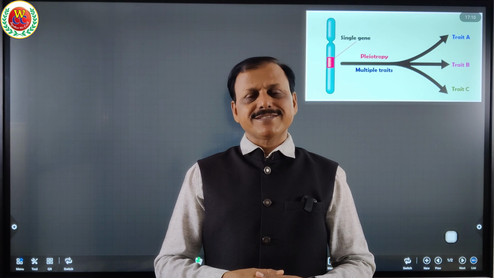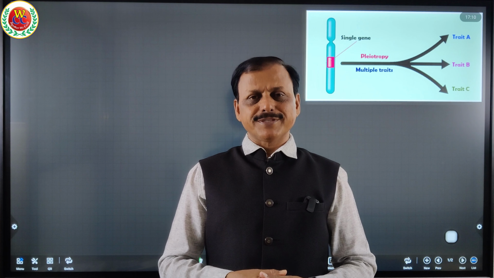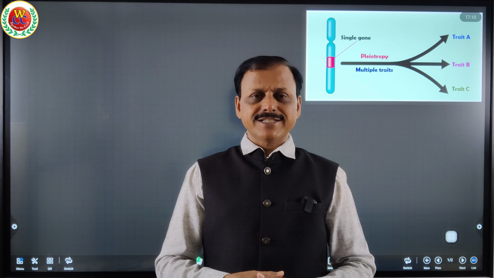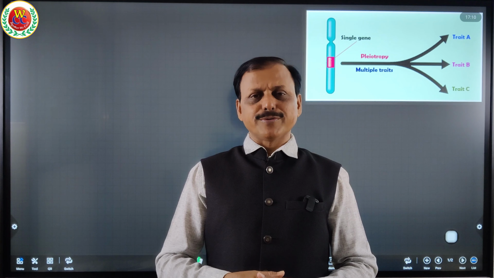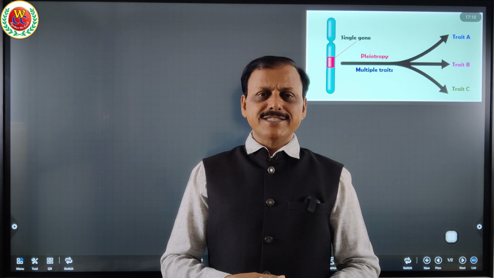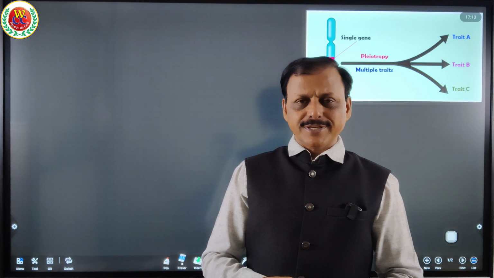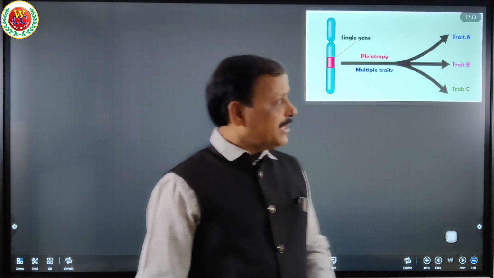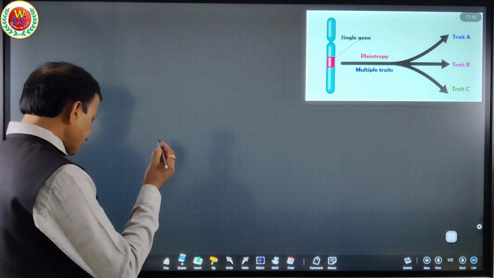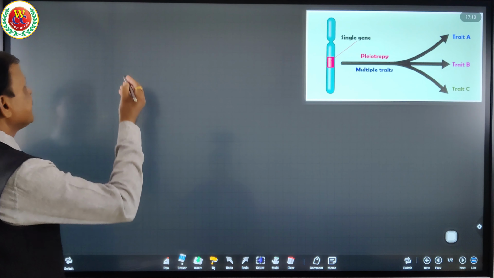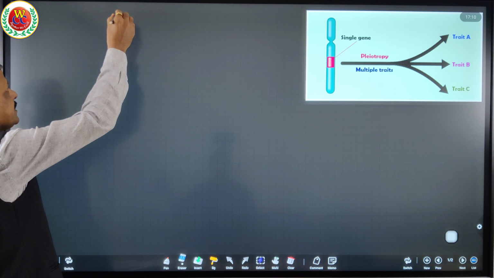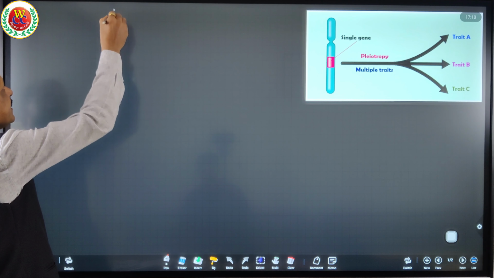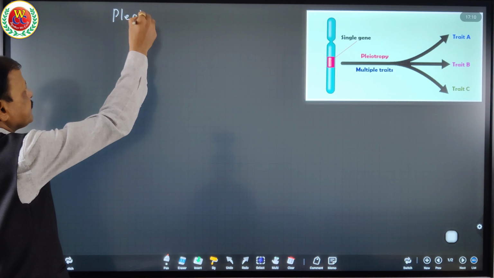As a part of the series of lectures, today's topic is pleiotropy. We learned about multiple alleles, polygenic traits, incomplete dominance as well as codominance. So in this series, today's topic is pleiotropy. Pleiotropy means that one gene can control more than one trait. We learned that many genes control one trait under the heading of polygenic inheritance. Here it is the opposite: one gene controlling more than one trait is known as pleiotropy.